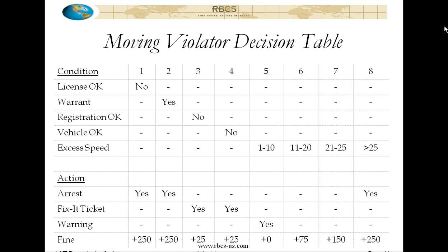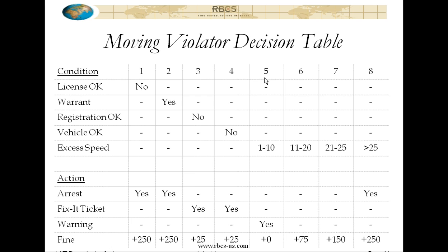If the person has an invalid license, then they'll be arrested. They get a $250 fine for driving without a valid license. If the person has a warrant out for their arrest, they will be arrested. And again, they get a $250 fine. Rule 3 says if the person's registration is not okay, then give them a $25 fix-it ticket. Rule 4 says if there's something wrong with the vehicle, then give them a $25 fix-it ticket also.